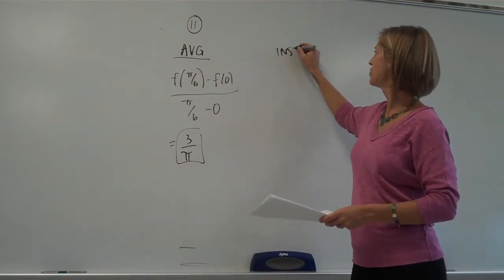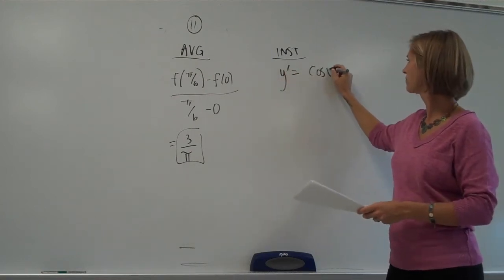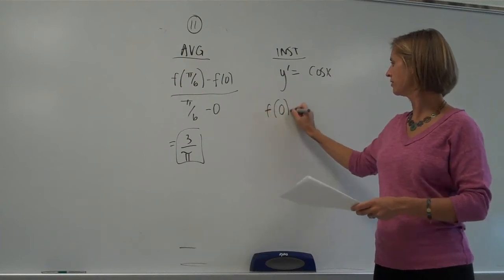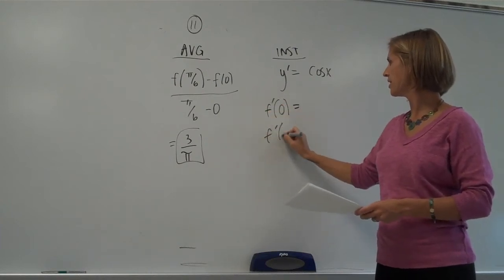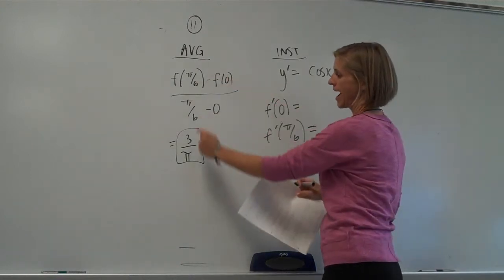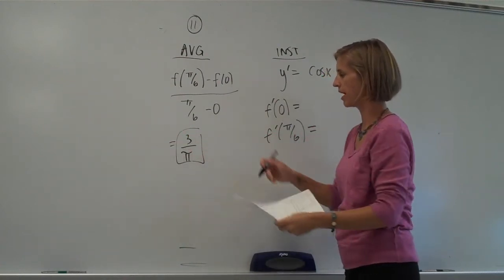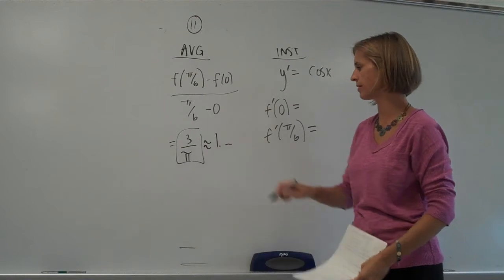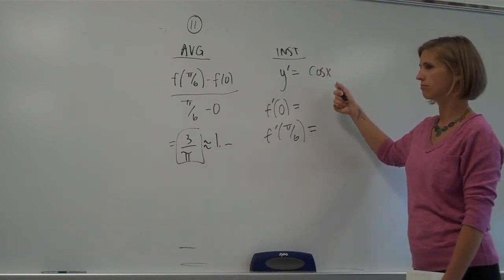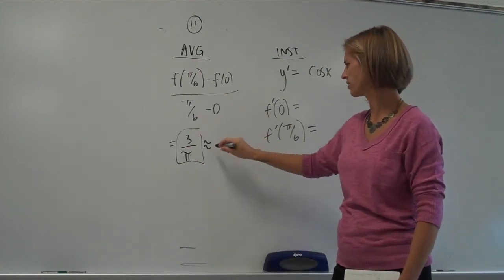The instantaneous rate of change is the derivative. The derivative of sine is cosine. And they're asking me to look at f prime of 0 and f prime of pi over 6. So here's what the average rate of change is from 0 to pi over 6. It's 3 over pi. That's approximately 1 point something. No, actually it's a little bit less than 1.